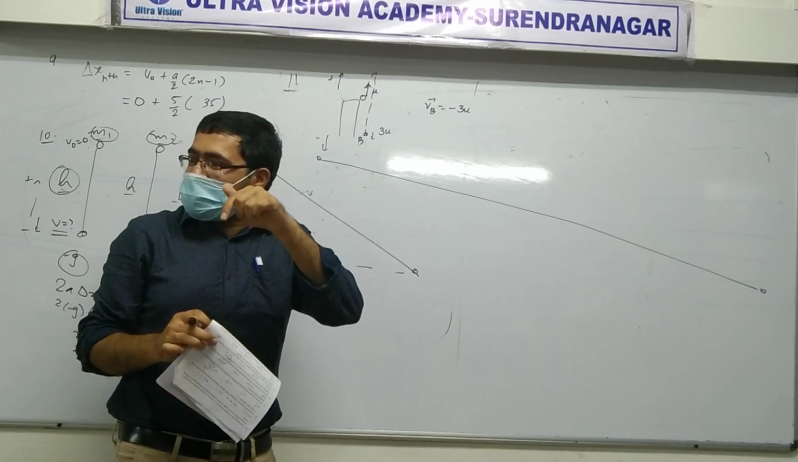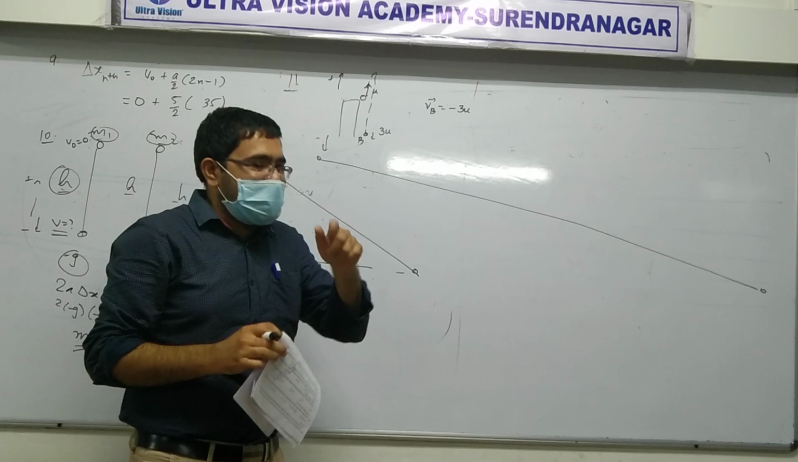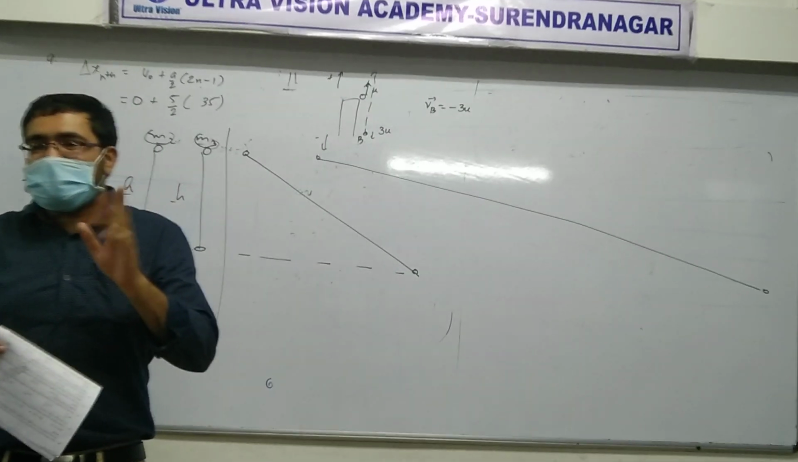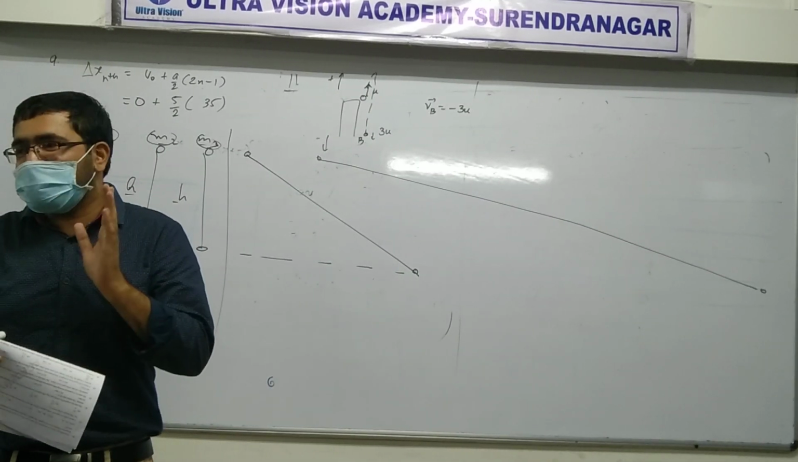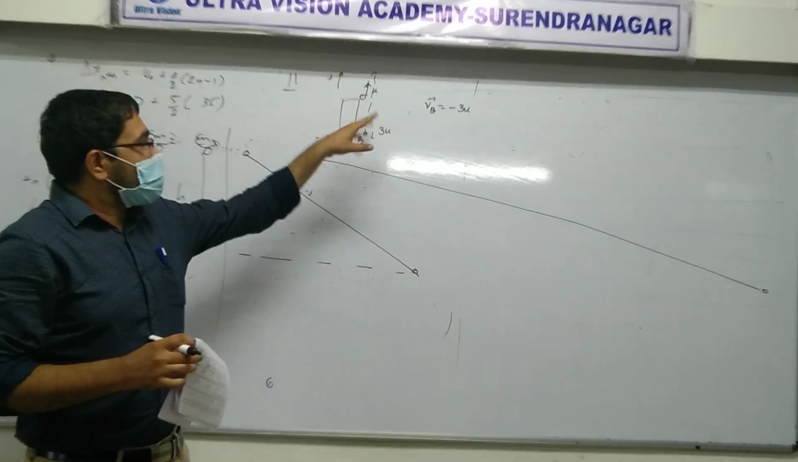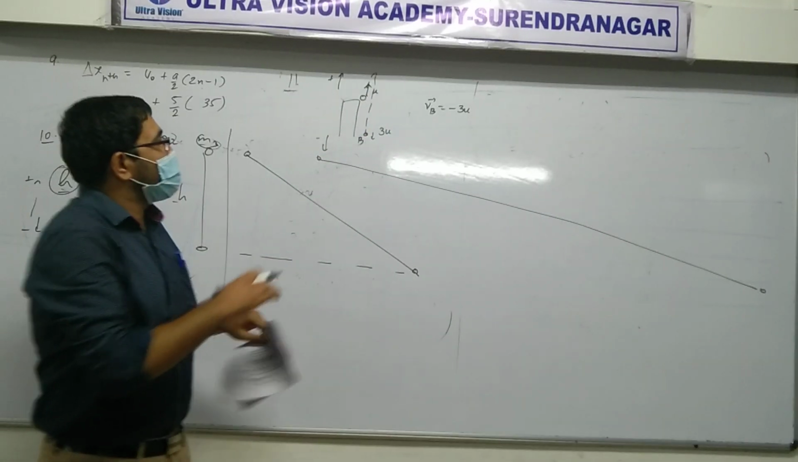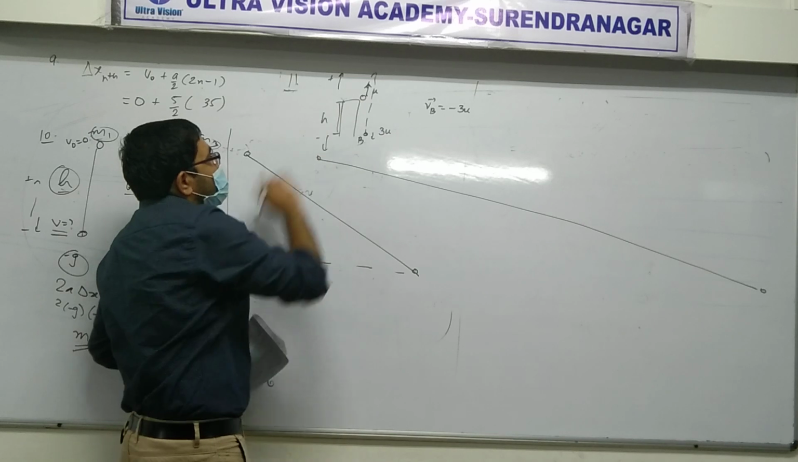Downwards velocity is a vector. Downwards would indicate negative velocity. Is it fine? Speed is 3u, velocity is minus. Got it? So we have got these things, and based on that, we have to find the height of the tower, meaning displacement.